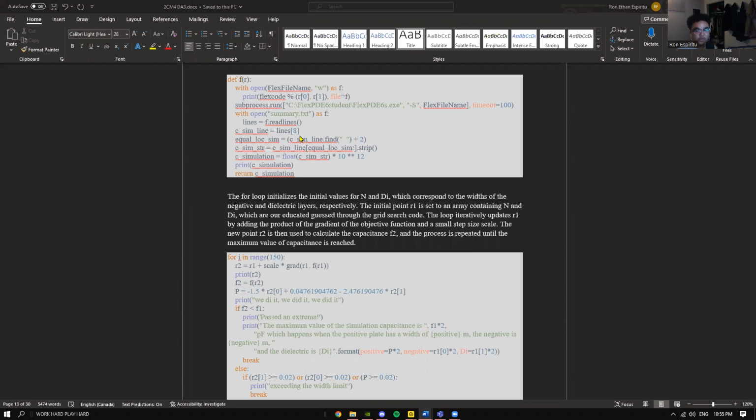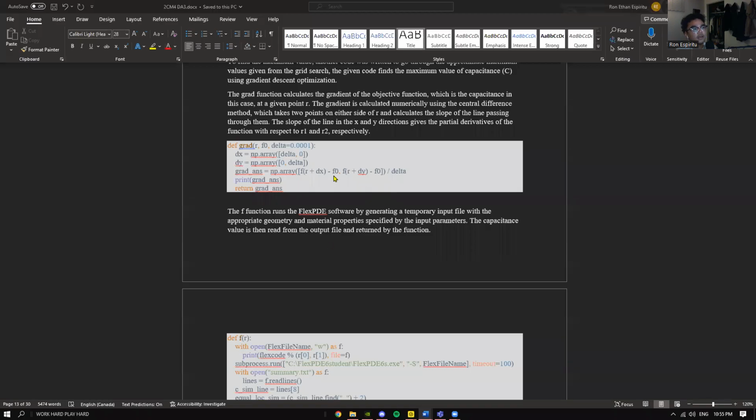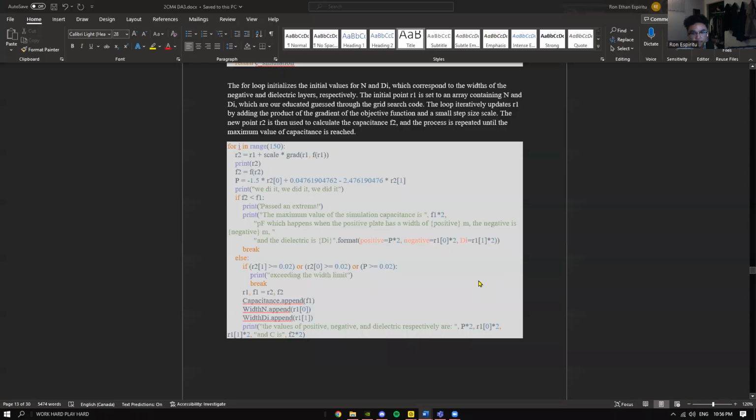The f function opens and runs the FlexPDE code with string manipulation and returns the simulated capacitance. These lines here search for the csim string value within the outputted text file. The grad function finds the gradient of our capacitance, and we later use this in our gradient ascent.